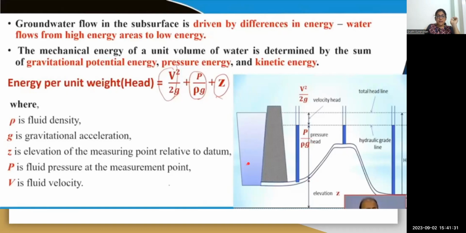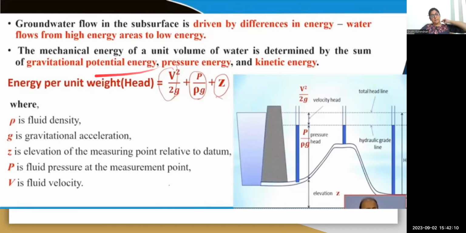Pressure energy will be the fluid pressure, that is the energy that is possessed by the fluid at that particular point that is used for measuring. And velocity head or the kinetic energy is the energy that is possessed as a result of the movement of the water. So it is the total sum of all these energies that gives us the total energy possessed by water. V square by 2g is representative of its velocity head. P by rho g is representative of its pressure energy, and Z is representative of the elevation energy.